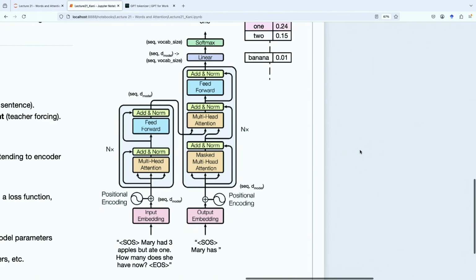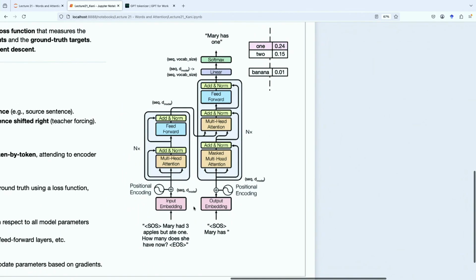Let's say we have a question and answer task, and we want to use transformers to answer it. The input to our model starts with a start-of-sentence token. There's always a token that represents the start of a sentence, and always a token that represents the end of a sentence. So the task is: start of sentence, Mary had 3 apples but ate 1. How many does she have now?